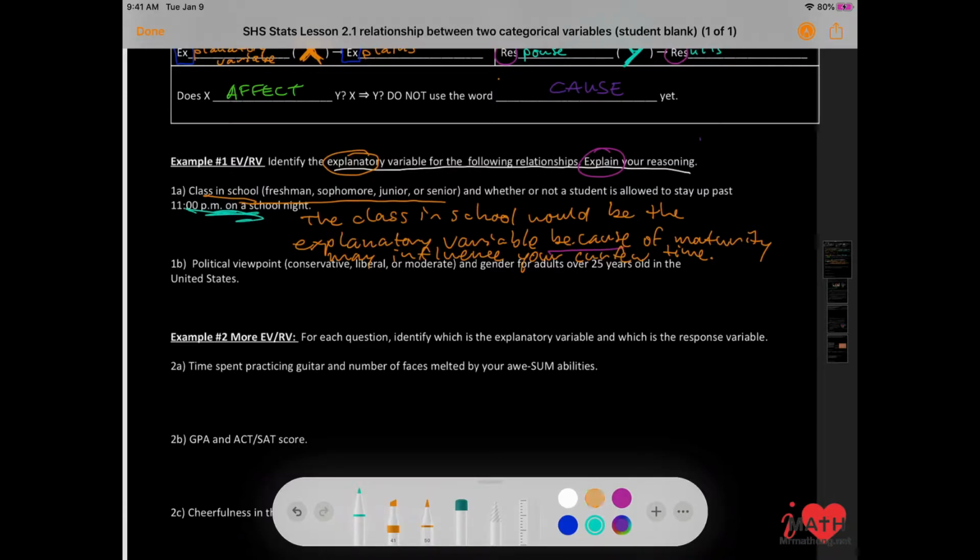Okay, let's try this next one. The political viewpoint, conservative, liberal, or moderate, and gender for adults over 25 years old in the United States. So what's going to help you pick one of these? Well, your response might be these, right? Let's call that RV. But what explains that is your gender. So let's write that: gender may help explain one's political viewpoint.